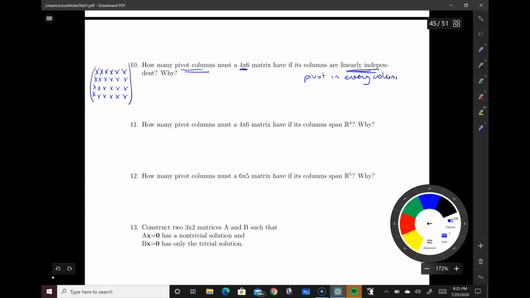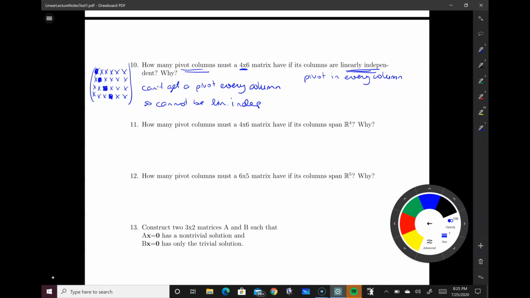So let's look at what I've got here. If I put a pivot here, and a pivot here, and a pivot here, and a pivot here, wait a minute, I can't possibly get a pivot in every column with this size. So I can't get a pivot in every column, so it cannot be linearly independent.